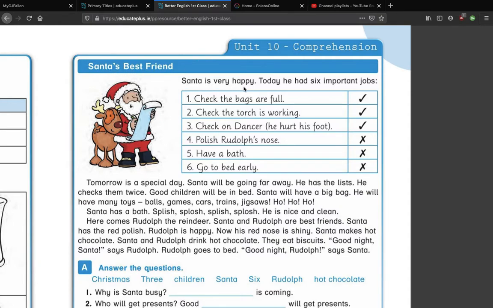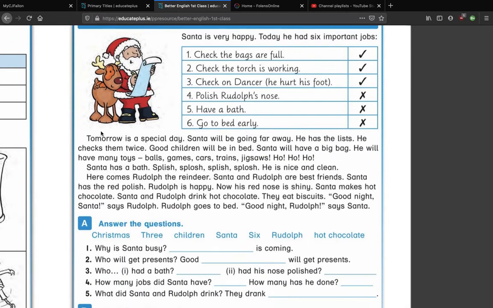So Santa's best friend. Santa is very happy. Today he had 6 important jobs. Number 1, check the bags are full. Tick. Check the torch is working. Tick. Check on Dancer, the reindeer. He hurt his foot. Tick. Polish Rudolph's nose. No, he didn't do that. X. Have a bath. X. He didn't do that yet. Go to bed early. Number 6. X. He hasn't got that done yet. So let's read the comprehension.